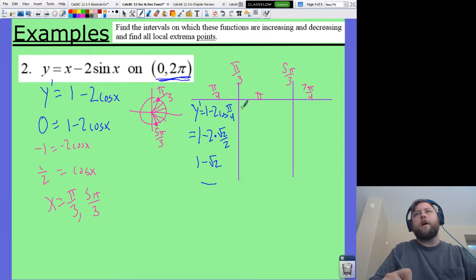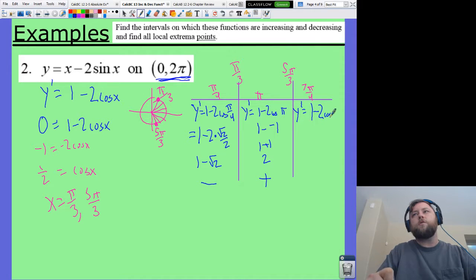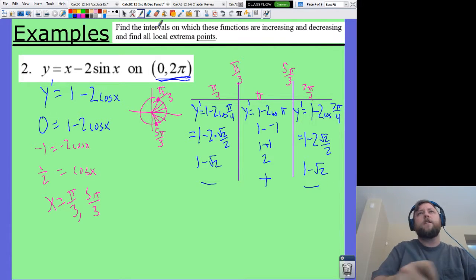All right, and if you plug in pi, y prime equals 1 minus 2 cosine of pi. Cosine of pi is going to be negative 1, so 1 minus negative 1, which is 1 plus 1, which is 2, which is positive. And the last one, y prime equals 1 minus 2 cosine of 7 pi over 4. That's going to be 1 minus 2 times square root of 2 over 2, so 1 minus square root of 2, which is also negative. So over here we have decreasing slope, increasing slope, and decreasing slope.